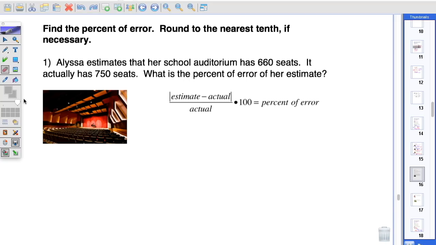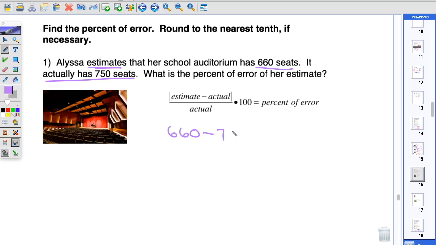So we're going to take the information and we're going to put it into the formula. So she estimates that it has 660 seats, and it actually has 750. So we are going to take the estimate, which is 660, minus the actual, 750, divide it by the 750, and we're going to take the absolute value of it. Multiply that by 100, that'll give you a percent of error.